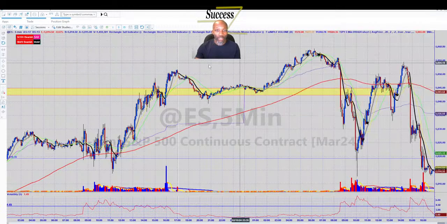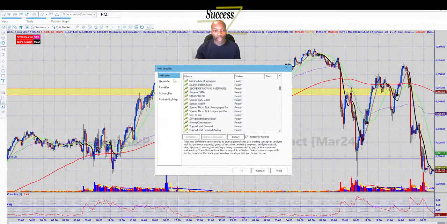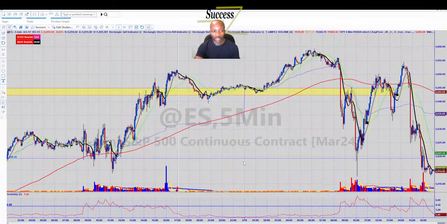Come over here, do our little hotkey shortcut, and then we're going to add that as an indicator. That is the slope of moving averages. So that'll show up at the bottom as a subgraph. Give it some time. Everybody wants this thing we call time.